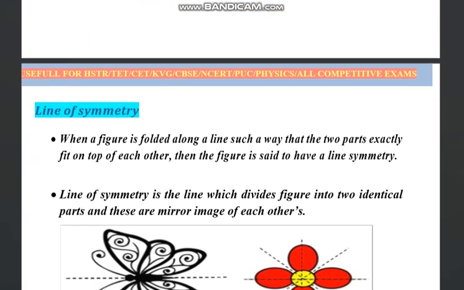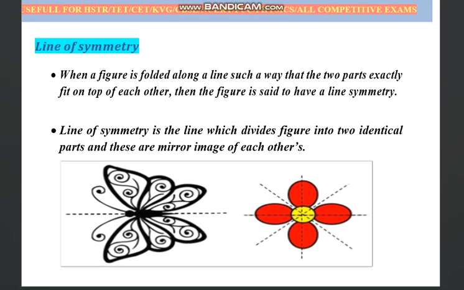Actually, this is a very easy part of mathematics, that is symmetry and asymmetry, line of symmetry. This is a very easy part. Then we come to the line of symmetry. When a figure is folded along a line in such a way that the two parts fit exactly on top of each other, then the figure is said to have a line of symmetry.